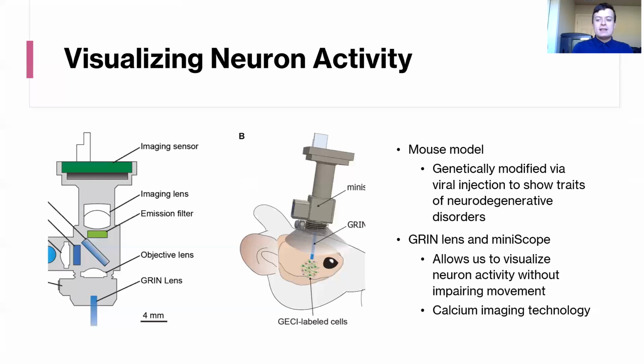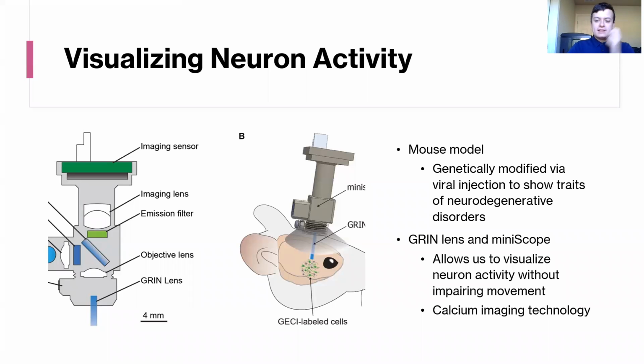We use GRIN lens and miniscope imaging technology to be able to determine and see the neuron activity in the mouse's brain. A GRIN lens stands for gradient index and allows us to visualize and refract light to be able to look at neuron activity in the mouse's brain. That miniscope is a tiny mini camera literally mounted onto the mouse's head. It's important that it's mounted and small because it allows for the mouse to engage in free movement while having the miniscope still implanted on its head.